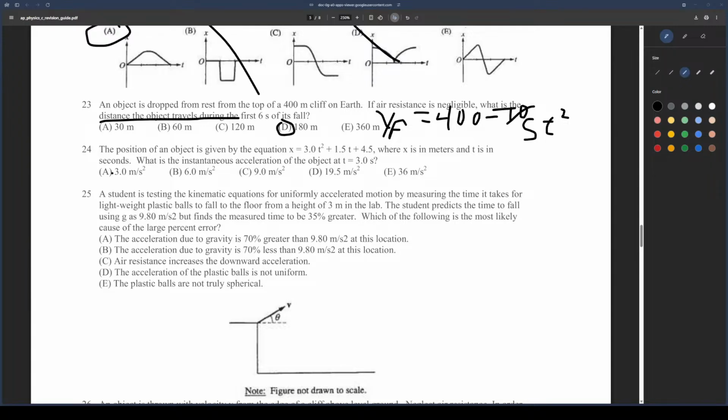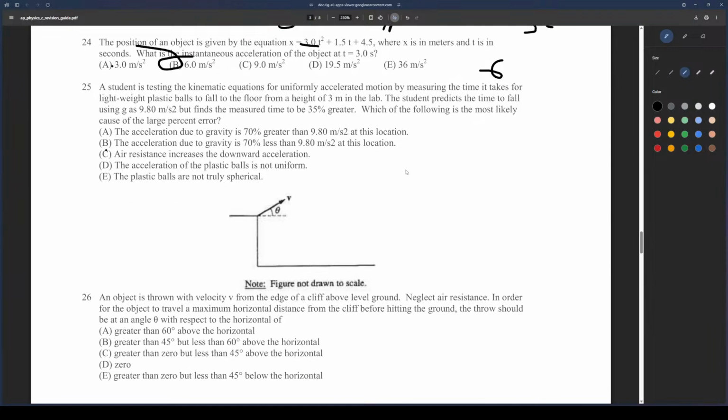Okay, so you do 24. It's given by this, and what is the instantaneous acceleration at 3? Okay, so this is your acceleration. So you plug in 3 seconds, you get 9 times 3 is 27. That is not what it. Oh, instantaneous acceleration. Okay, so you take the double derivative, you get 6. So it's 6.